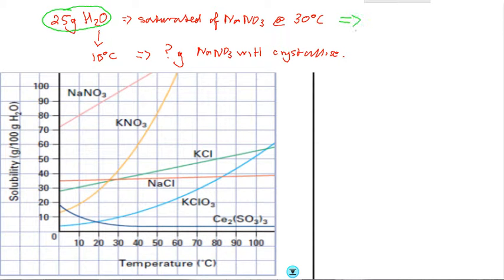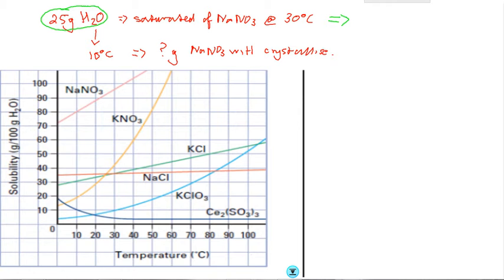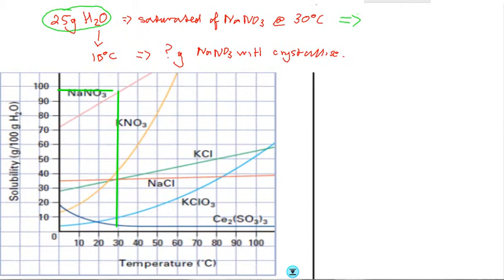So the first thing that we do is we find out the solubility at 30 degrees C. We take our 30 degrees C line, we bring it up, and then we bring it across, and that's probably about 98, I would say. So at 30 degrees Celsius we get about 98 grams dissolving. Now that is 98 grams per 100 grams of water, so we need to be careful because here we only have 25 grams of water.